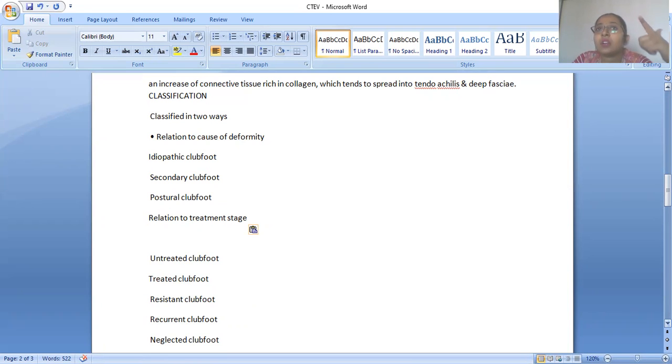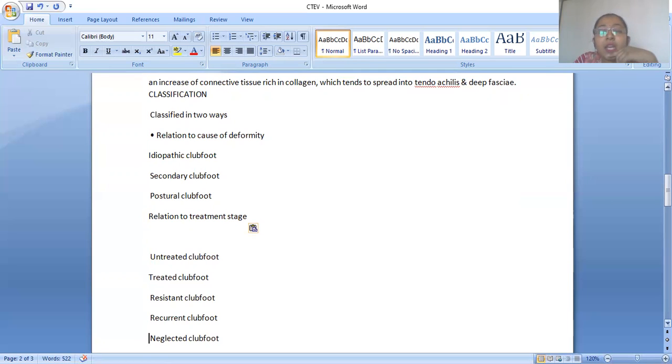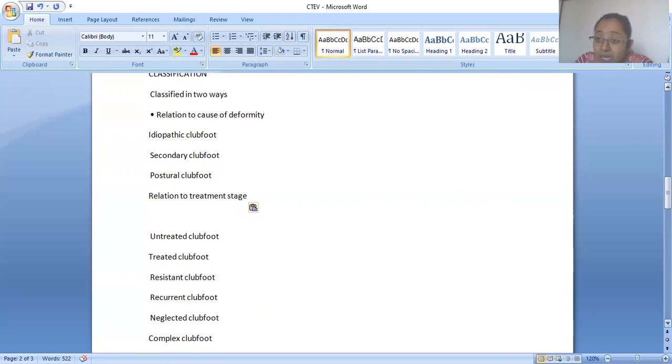Resistant clubfoot means the clubfoot is not responding to any kind of treatment procedure, whether conservative or even surgical, which the medical team has been applying, but the prognosis is not good. That type of clubfoot is called resistant clubfoot. Then recurrent clubfoot. As the word suggests, after the treatment there is some correction, some benefit, then again the deformity comes back. Then it is recurrent clubfoot.